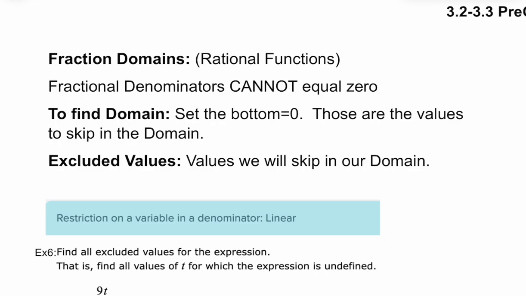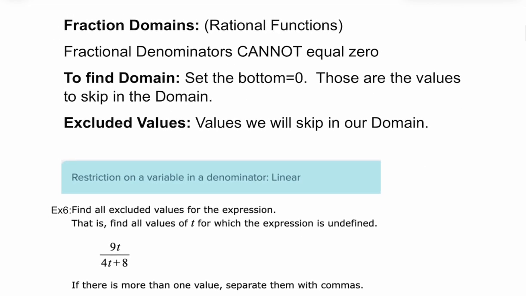So in example 6, we have this rational expression, and it says find all excluded values for the expression. That is, find all the values of t for which the expression is undefined. If there's more than one value, separate them with commas. So a fractional expression, that type of equation, will be undefined where our denominator equals 0. So this is how you find it, very easy. The excluded values are just where our denominator equals 0.